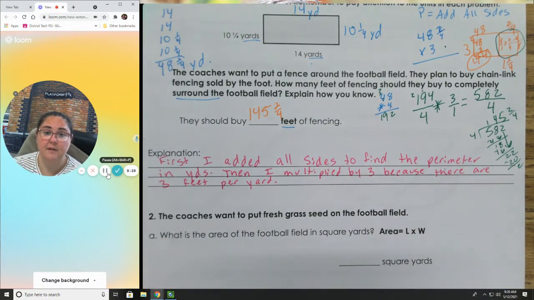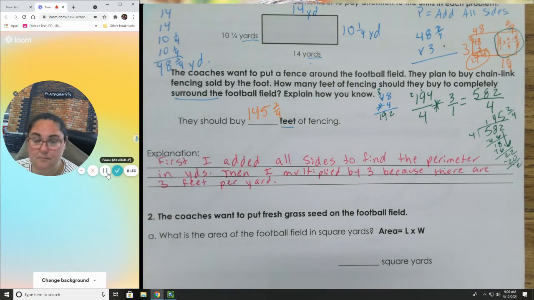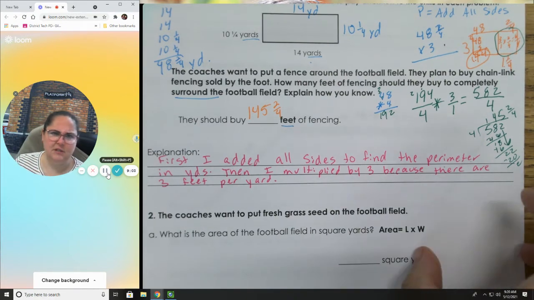This explanation would work for the quiz, would work for the test. This explanation takes you through the whole process. It tells me what you did. I found the perimeter. How did you find it? And then I converted. How did you convert? Notice I didn't use any numbers in this besides the 3, because there are 3 feet per yard. This wording should be very similar to something that you might use on a test, I mean, if there was a question like this on the test.